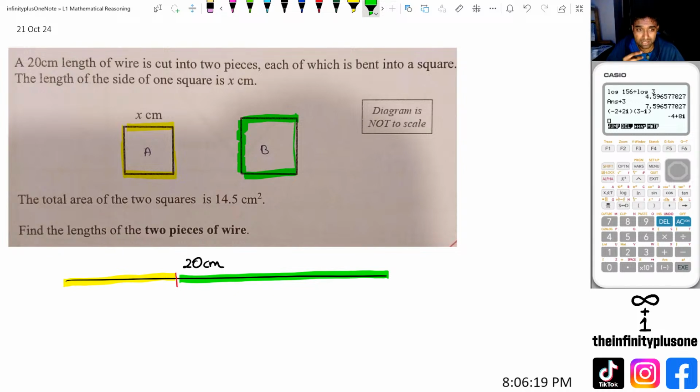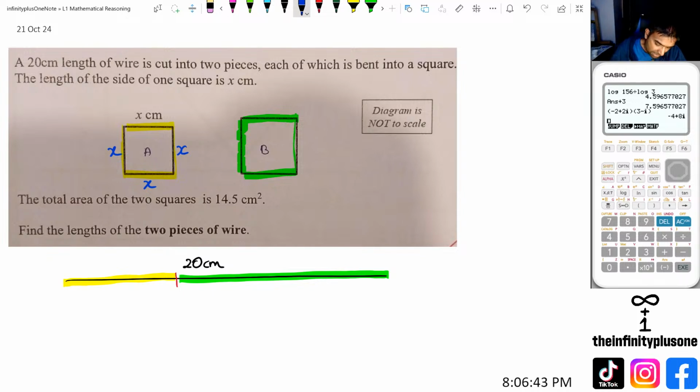square is x centimeters. So if you think about it like this, you've got 4 sides that's actually making up that yellow square. So you've got x at the top, x at the right side, x at the bottom, and x at the left side. So altogether, you've actually got 4 lots of x. That is going to be the yellow piece of the wire.